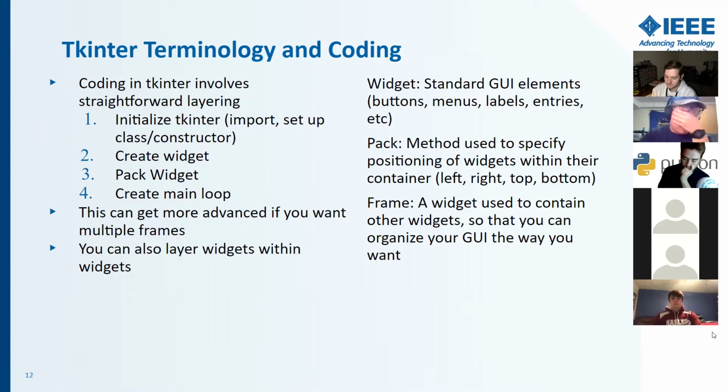Then you're going to want to set up your class or a constructor or some sort of thing like that, so that you can actually work with the library. And then you want to create widgets, pack widgets, and create the main loop, which will create the actual GUI, which I'll cover in just a moment. But those are basically the 4 steps you need to create a simple GUI.